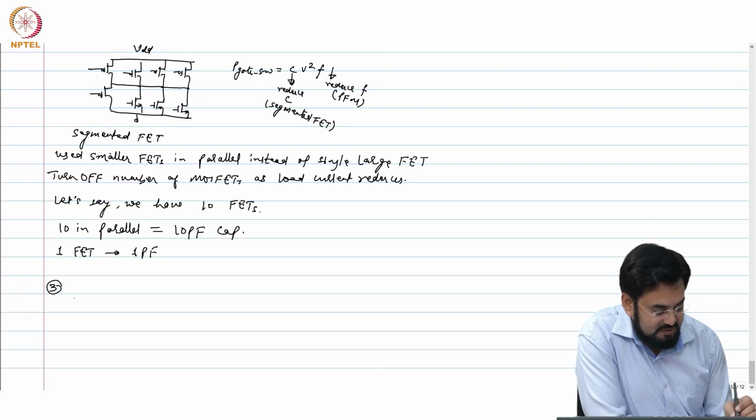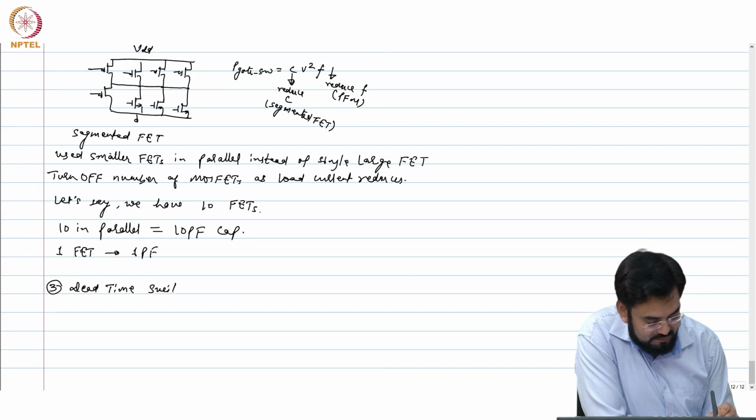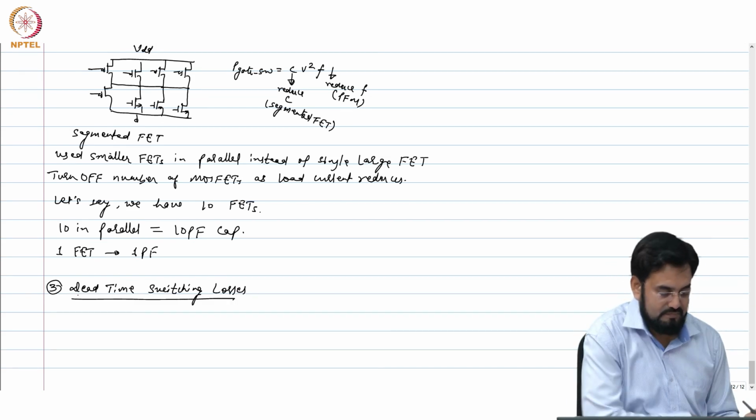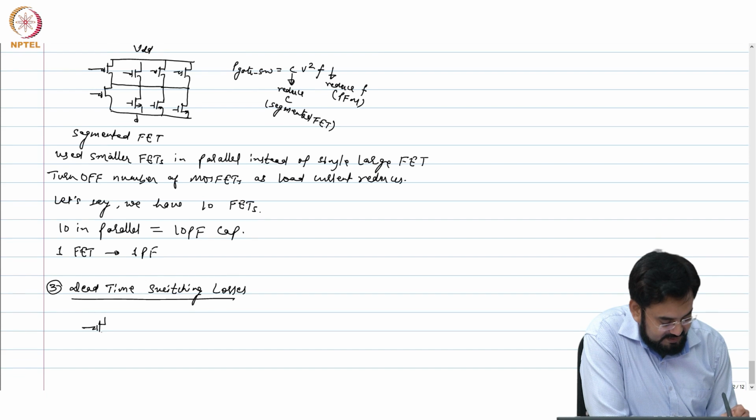This is another type of switching loss, which is called dead time switching loss. So you have these FETs. What would happen if I turn them on simultaneously? So this is, let's say, 50 milliohm. This guy is also 50 milliohm.